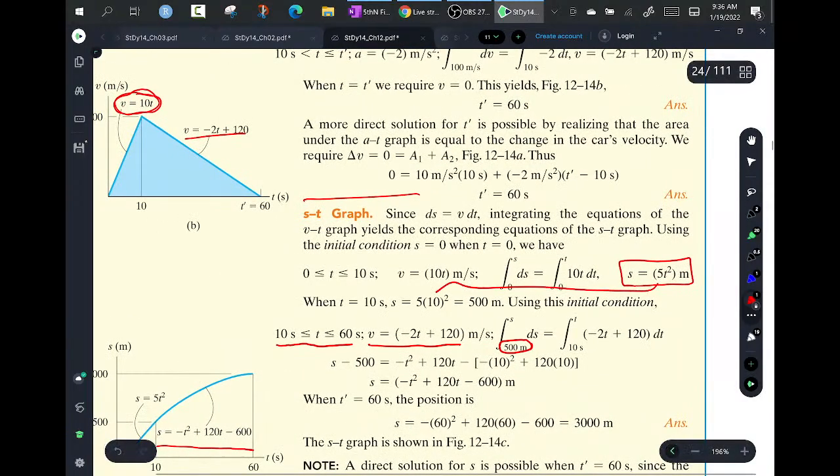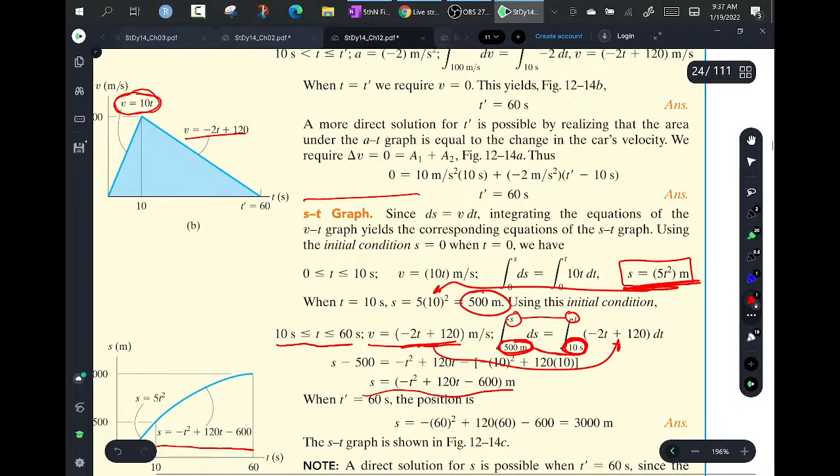After 10 seconds, you can find this out right here. You found out the thing moved 500 meters, or at 10 seconds, it had moved along 500 meters. Notice the connection here. In 10 seconds, the thing moved 500 meters. You knew that from the last one. These are tied together. This equation gets stuck right here, and then you just carry through the integration and you get S.